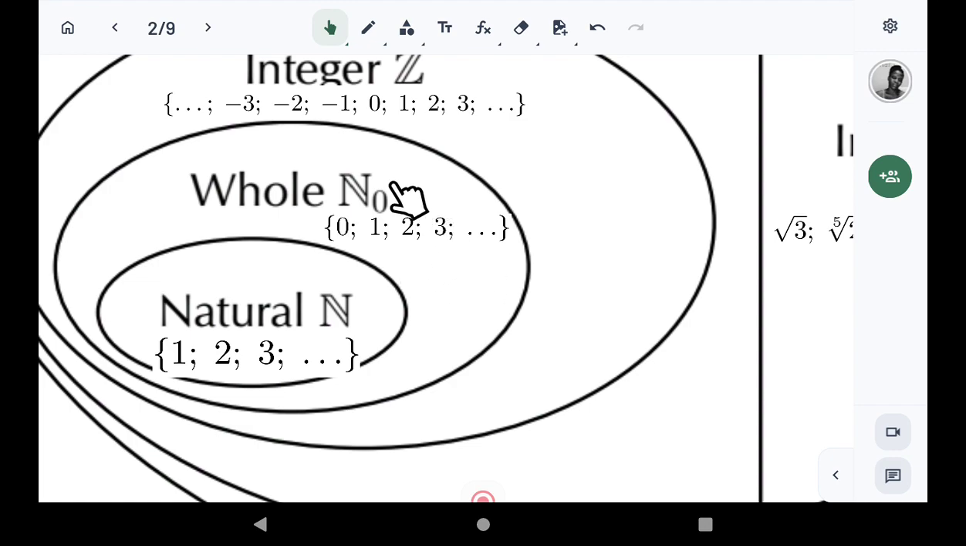Also notice that natural numbers form part of whole numbers, but not all whole numbers are natural numbers. 0 is not, for example, but 1, 2, 3, and all those numbers up to infinity are part of natural numbers, except for the 0.